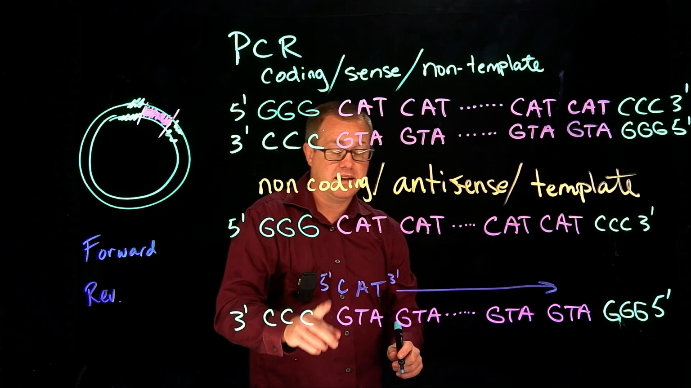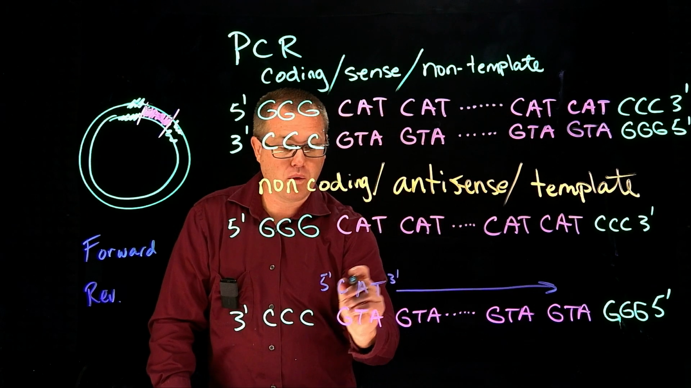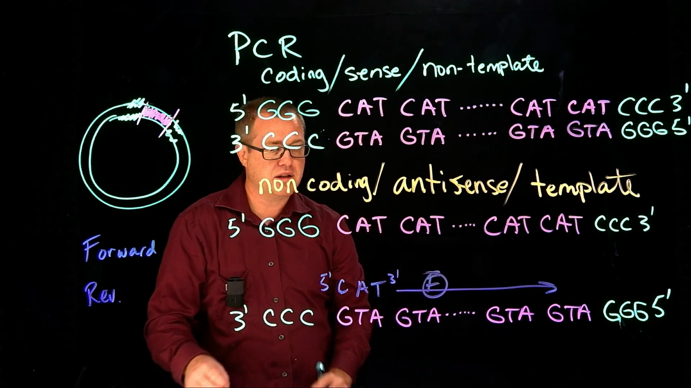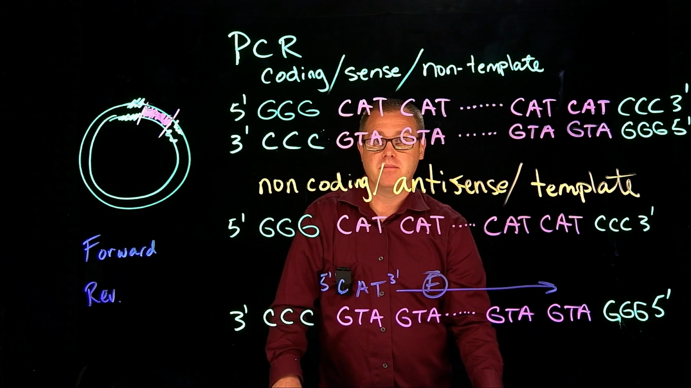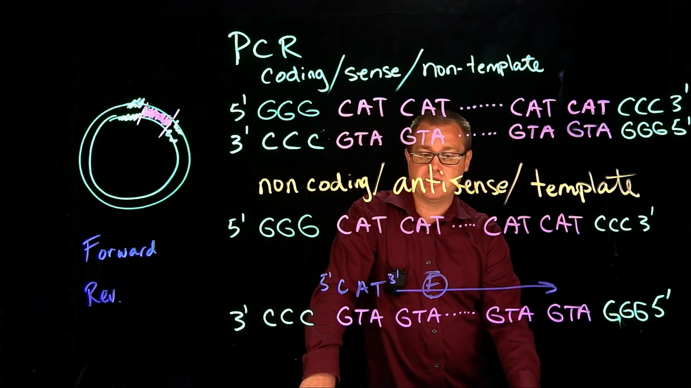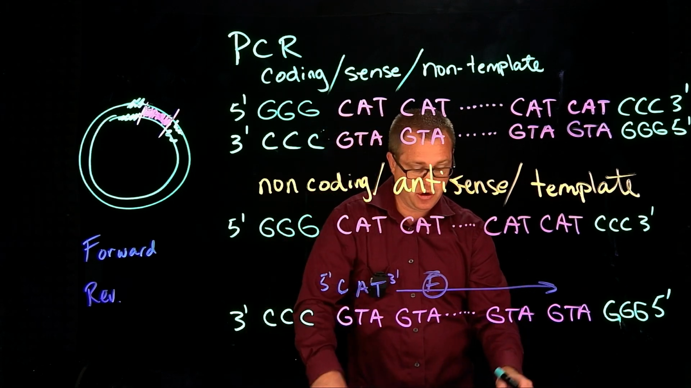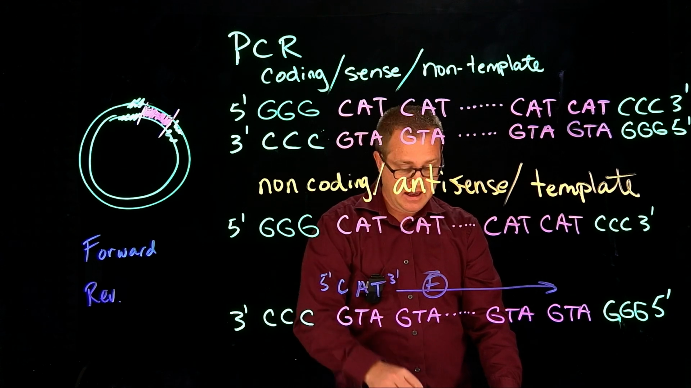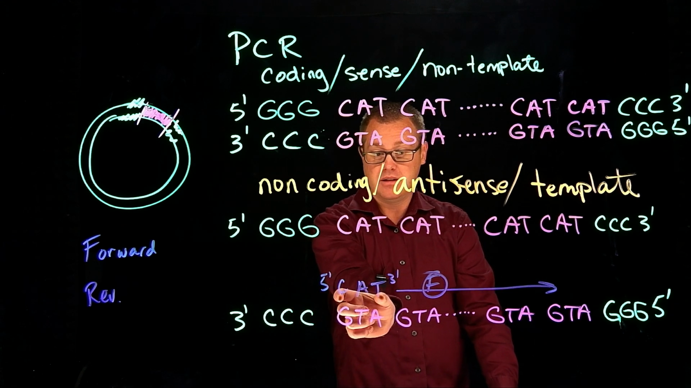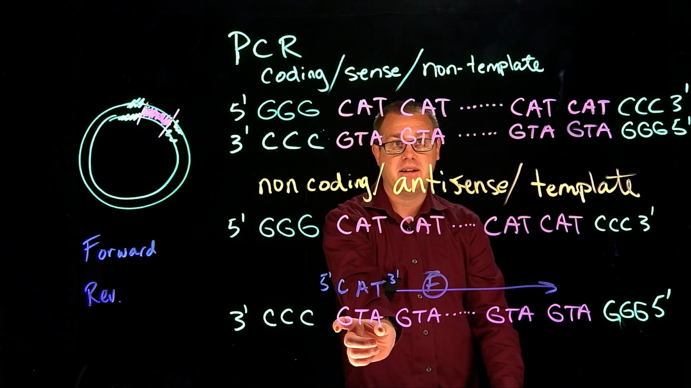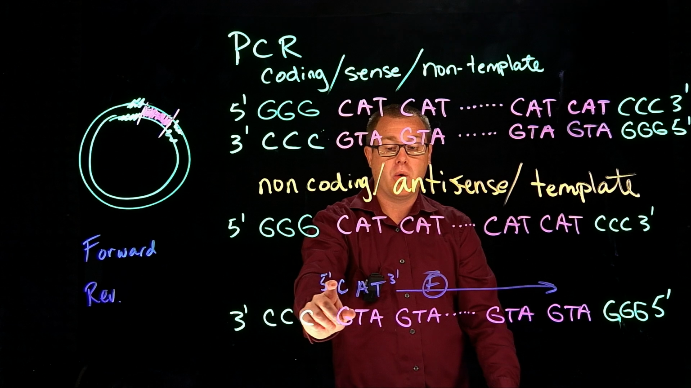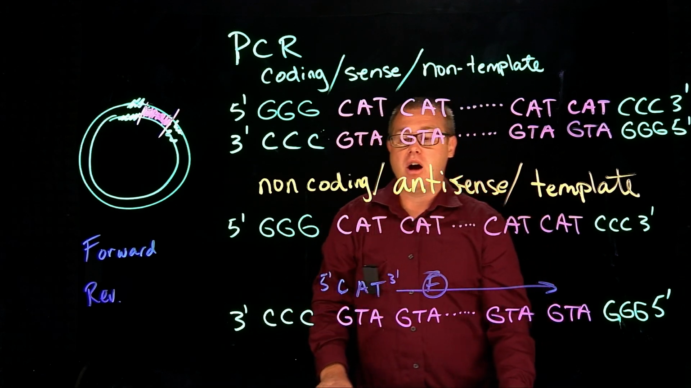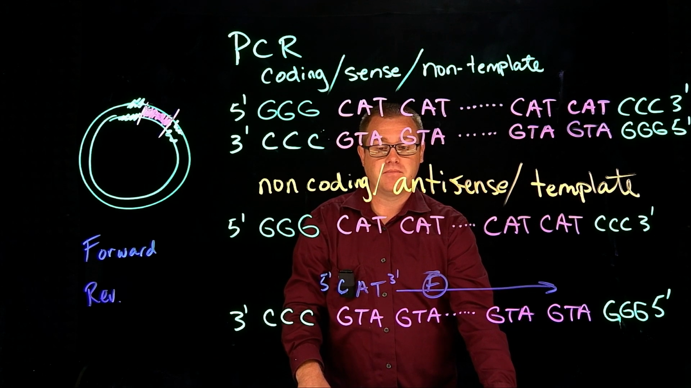And so that right there is the forward, we'll put it right here. That is the forward primer. So in essence, you could look at it in these 2 ways. Okay? So what is the forward primer going to do? It's going to anneal to the template strand. And then it is going to synthesize the coding strand. That is the definition of the forward primer.